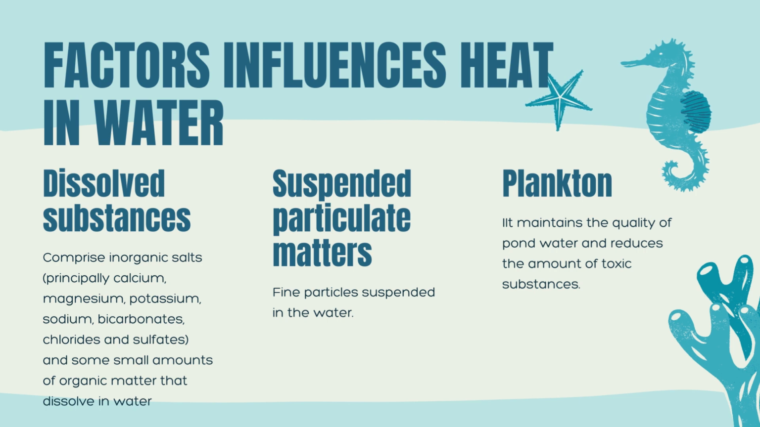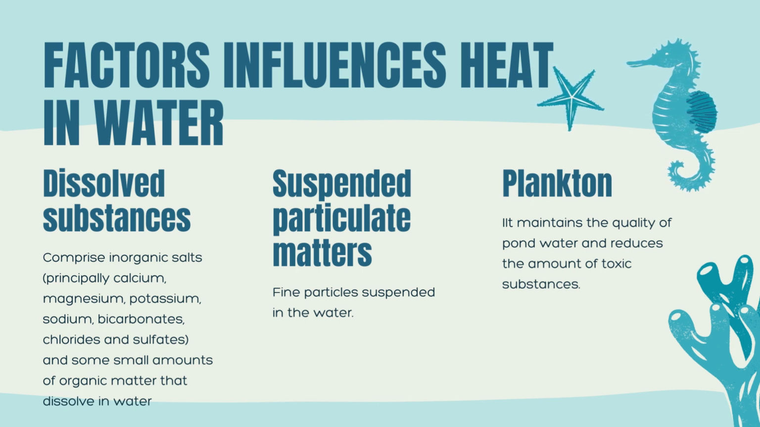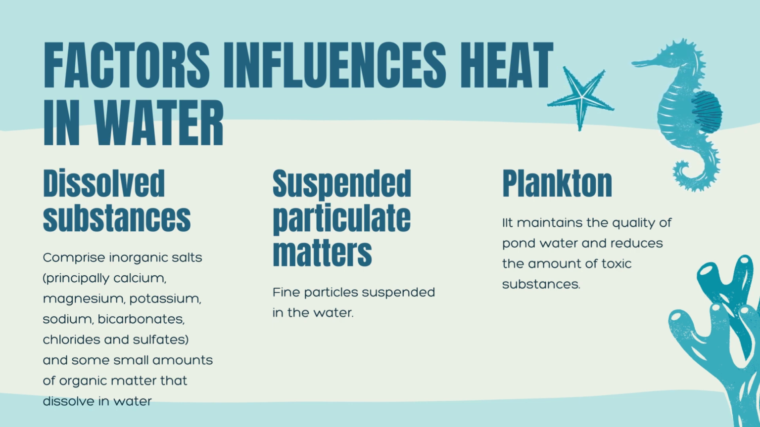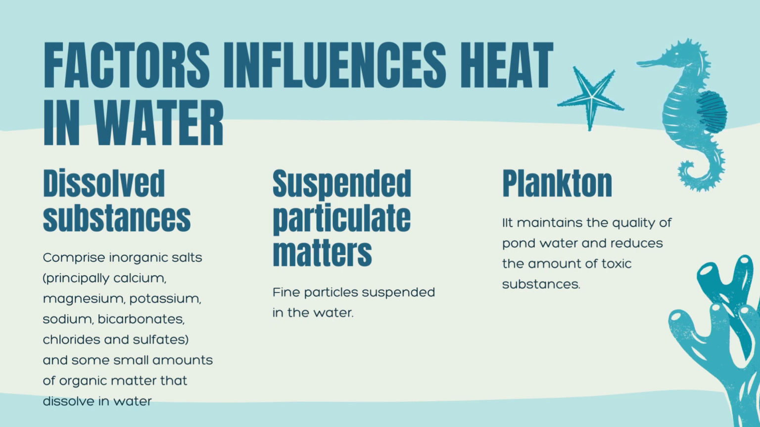Here are some factors that influence heat in water, such as dissolved substances, which comprise inorganic salts and organic salts, suspended particulate matter, fine particles suspended in water, and lastly, plankton. It maintains the quality of pond water and reduces the amount of toxic substances.